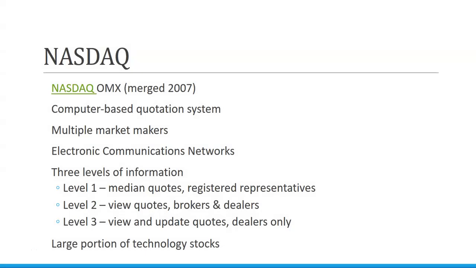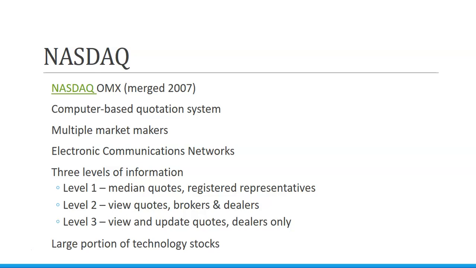We also have NASDAQ. NASDAQ was a member of companies listed and the shares traded. It's bigger than the New York Stock Exchange. It was introduced in 1971 as a computer network of securities dealers. So we have multiple market makers and electronic communication networks and 3 levels of information.